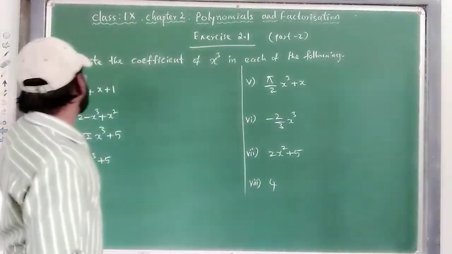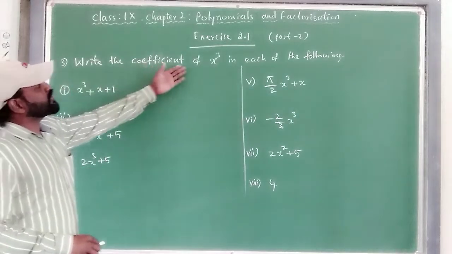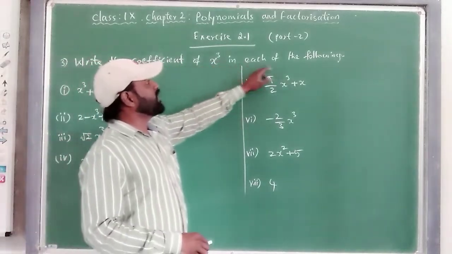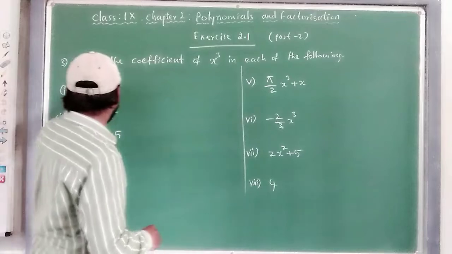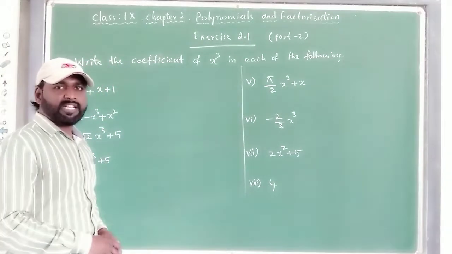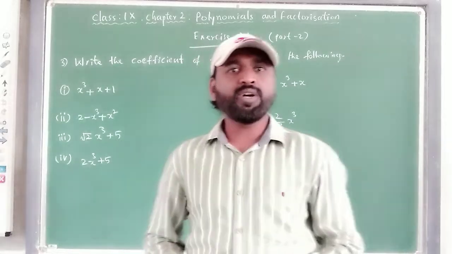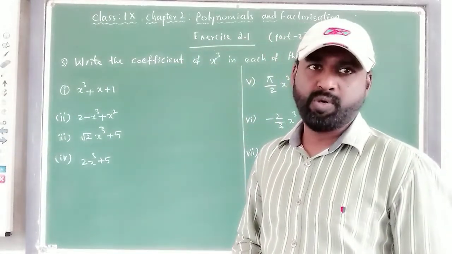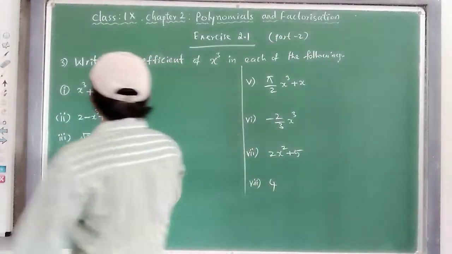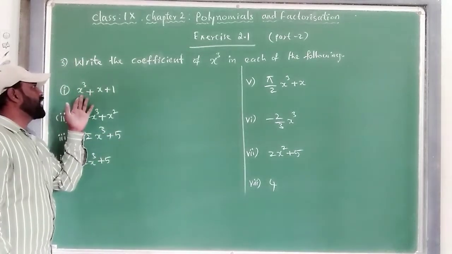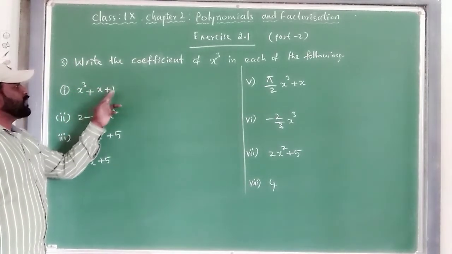So the third one is given like this. Write the coefficient of x cube in each of the following. Some algebraic expressions are given. In them we have to identify the coefficient of x cube. So let us see. The first algebraic expression is x cube plus x plus 1.